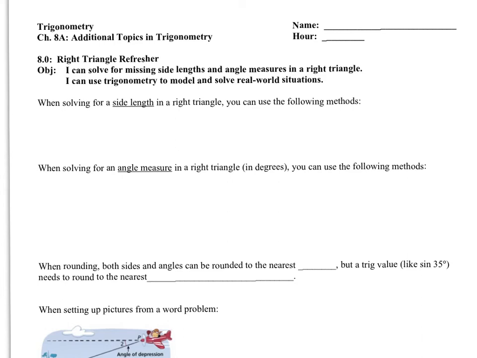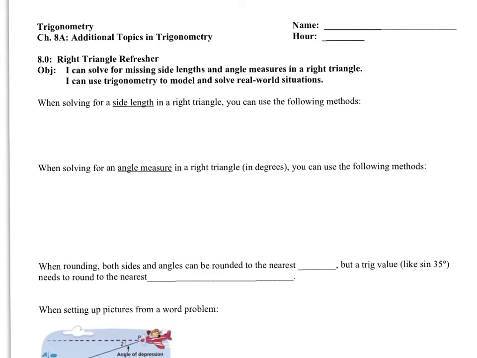In Chapter 8, we look at additional types of topics in trigonometry. In the first part of Chapter 8, 8a, we'll look at right triangle trigonometry, and then we'll look at triangles that don't contain a right angle and how to utilize sine and cosine to find missing values.